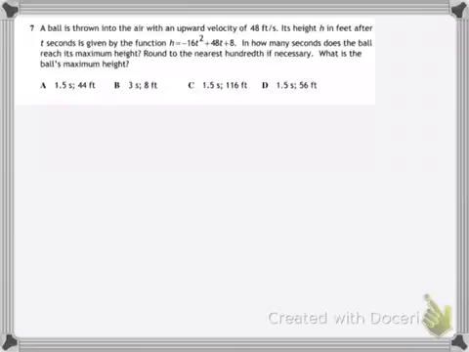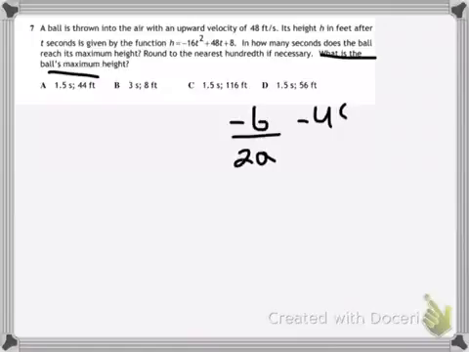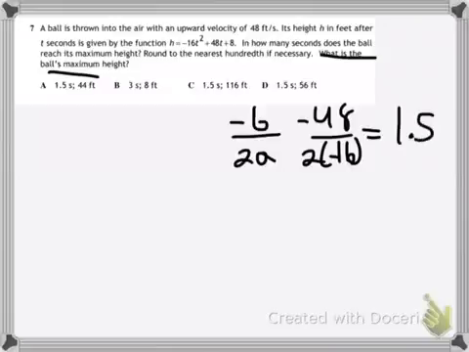Next, it says what is the ball's maximum height? Right here, one way you can put this in your calculator and find the turning point. Another way is you can use negative b over 2a. So I'll get negative 48 divided by 2 times negative 16. Alright, and that'll give me 1.5.